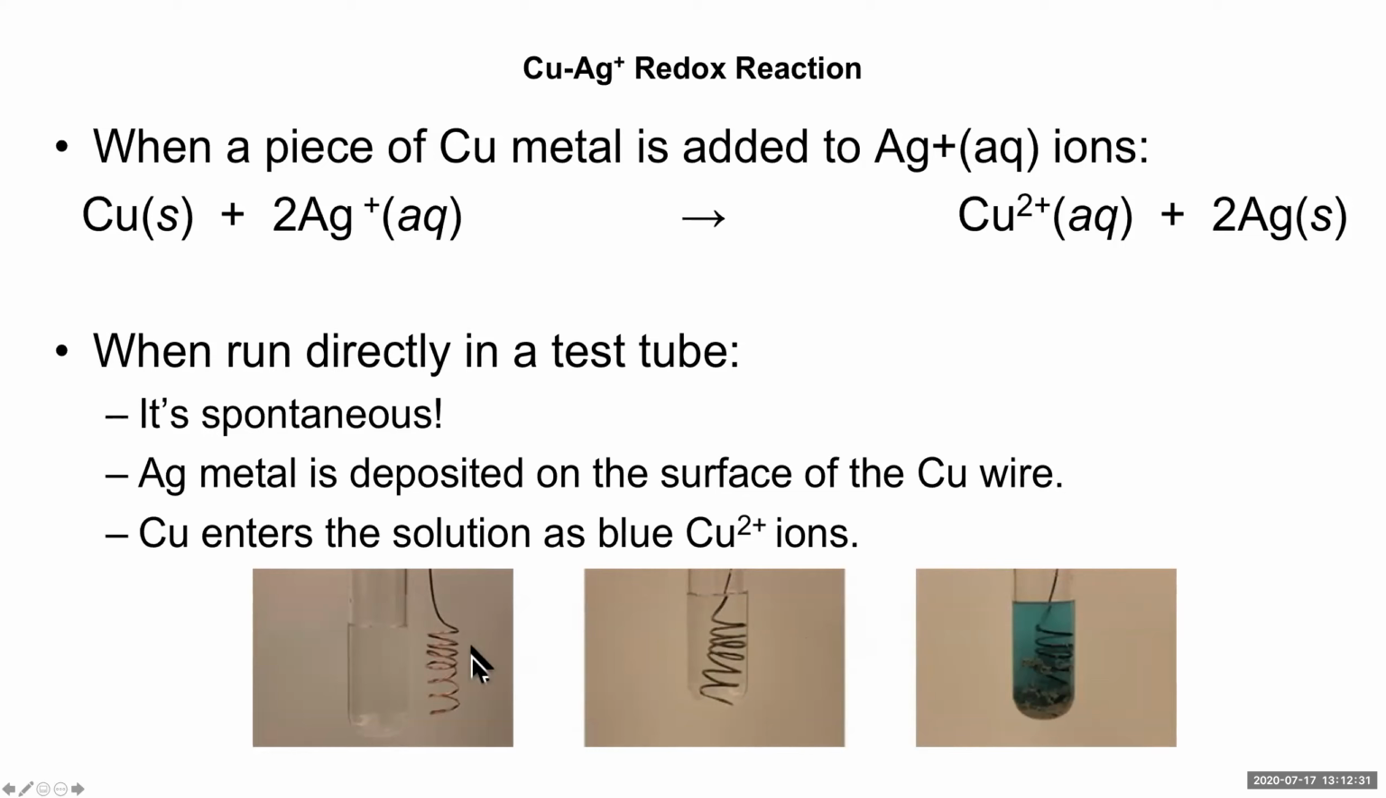And so on the left, we have the copper wire and the silver solution, which could be silver nitrate. It's a nice solution to use. And then when you put the copper wire in the silver nitrate solution, right away the solution turns blue because that's from the copper 2+ ions. They're blue. And the copper wire starts turning black because the silver starts depositing on the wire.